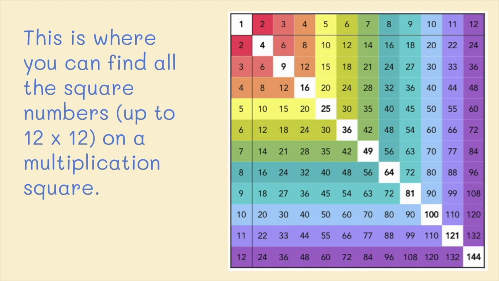This is where you can find all the square numbers up to 12 times 12 on a multiplication square. You can see that you can find them quite easily going down diagonally across the multiplication square.